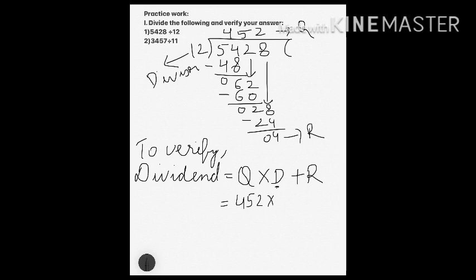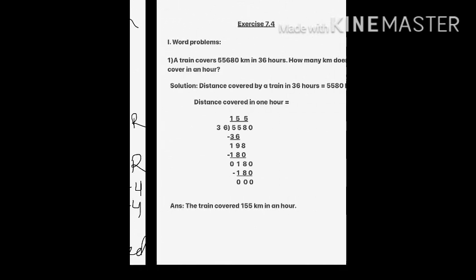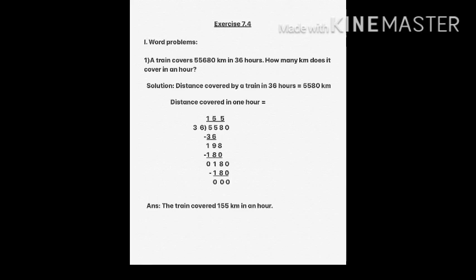So what is Q here? 452 multiplied by, what is the divisor here? 12 plus 4. So when I multiply 452 with 12, I'll get the answer 5424 plus 4. So I'll get the answer 5428. Now look at my dividend here. This is also 5428. When both the answers are the same, that means my answer is correct. Or I can write, hence verified. Hence verified means my answer is verified, it is correct. So this way you can apply the formula. Now there are some word problems related to division.